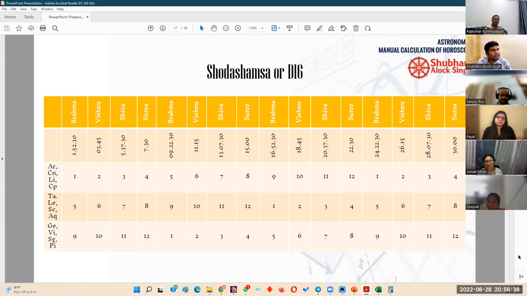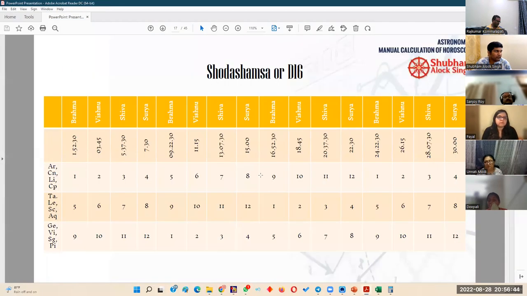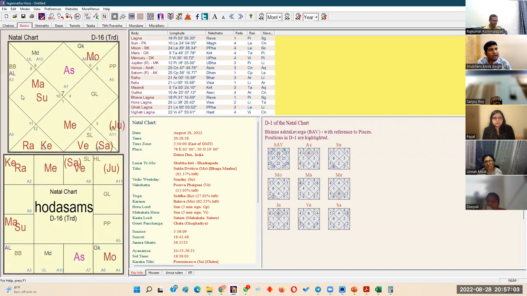So you have to find which D16 the moon goes into. You take the degrees of moon, 24 degree, 39 minutes in Leo. Basically 24 degree, 22 minutes, 30 seconds, this ends. So it is into the next division from 24, 22, 30 to 26, 15. This is into the Rashi of Leo, hence Virgo. In D16 is where moon should go. You can calculate the D16 to find that moon is in Virgo. The same calculation is followed everywhere.